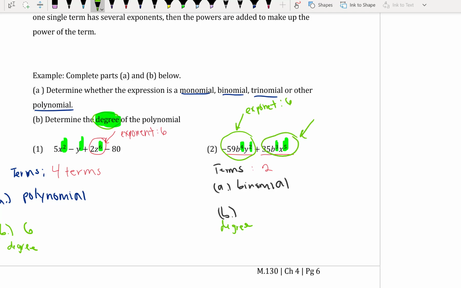And in this term, same thing. We're going to add up the exponents. So 5 plus 3 is going to give me 8. So our degree here is going to be 8, because 8 is definitely bigger than 6. Remember, the degree is the biggest exponent of any given term. And here I have two terms, which is a binomial. Okay, well, I hope this is making sense.